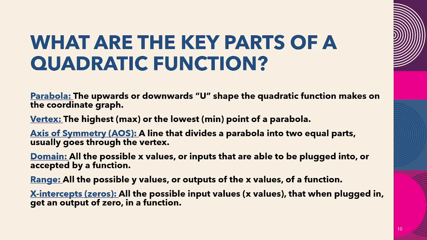And there's the domain, which are all the possible x values or inputs that are able to be plugged into or accepted by a function. And there's the range, which is all the possible y values or outputs of the x values of a function. Then lastly, there are x-intercepts, or our zeros, which are all the possible input values or x values that when plugged in get an output of 0 in a function.